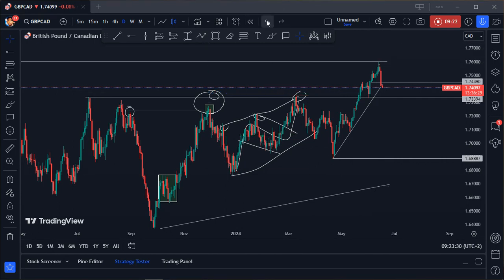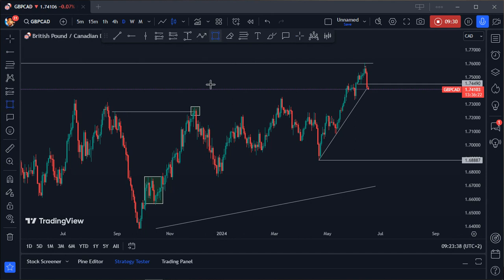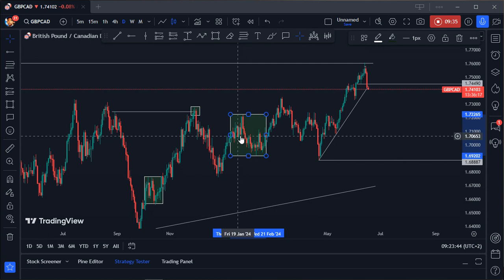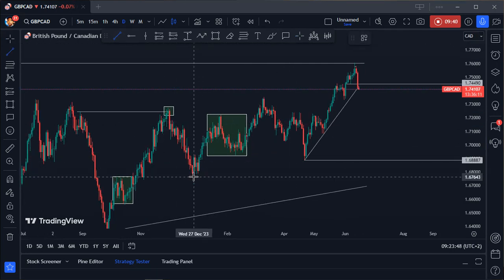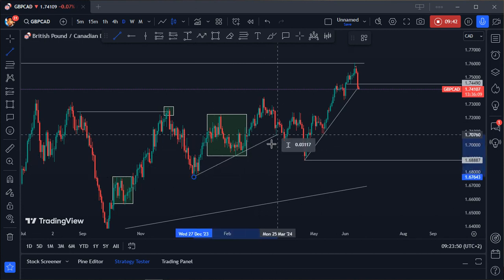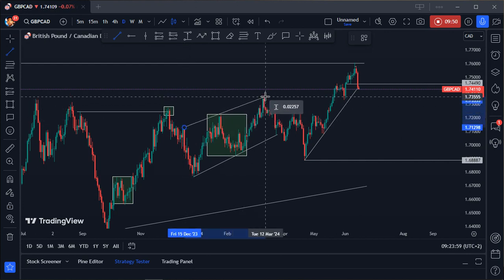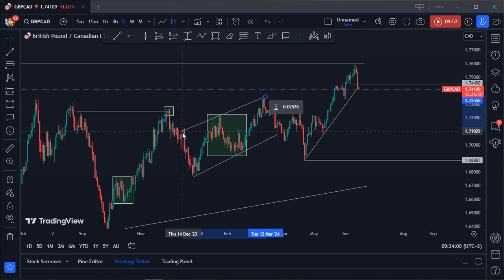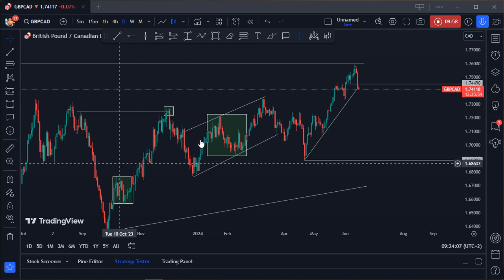So let's just clear everything. Why I'm doing this, I'm just trying to make everything a little bit more understandable. So bear with me, guys. I'm just trying to break everything down in a way that I understand and I know someone can understand, even if they don't understand the way I trade. So this is what I see, as you can see.